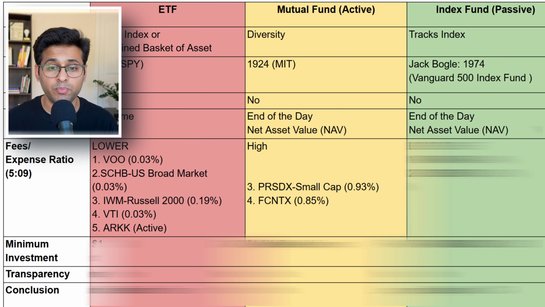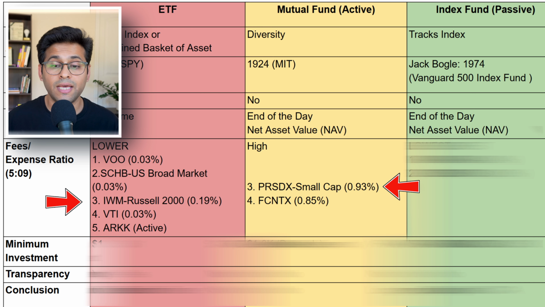Let's compare ETFs with mutual funds. Let's compare IWM with... So IWM is an ETF which is Russell 2000, which tracks the small caps. The fees for this fund is 0.19%. Similar mutual fund, PRSDX, is also a small cap mutual fund, but this mutual fund is trying to beat the IWM ETF. And since it is trying to beat it, the fund manager has to work harder to beat the index, because small caps are less liquid, they are highly volatile. It requires more research and more close monitoring. So the fees is higher. That's why the fees is 0.93% for the mutual fund.